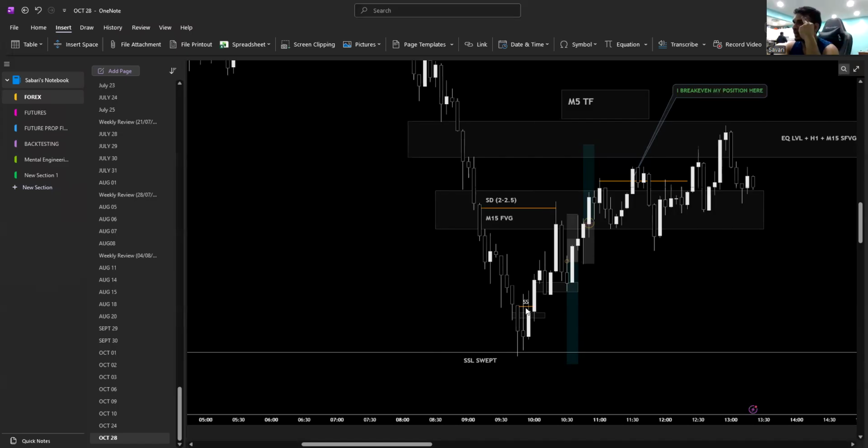First thing first, in 5 minutes, I don't find any structure, right? That's the most important thing. If it printed any kind of structure here, I would trust the execution. But there is no structure. It's kind of go all the way up, give some reaction at 2 to 2.5. There is no structure here as well. Just a reaction, and it's kind of invalidated that, and it keeps on going higher.